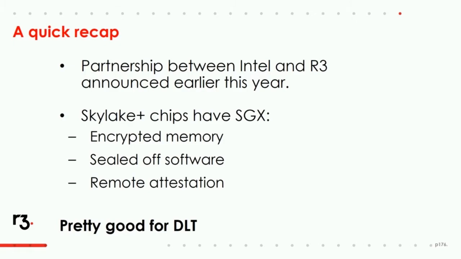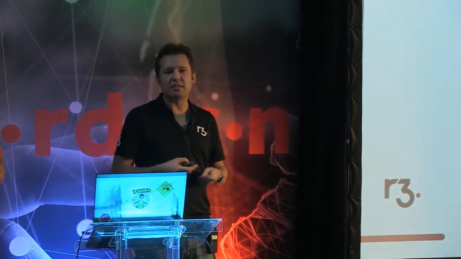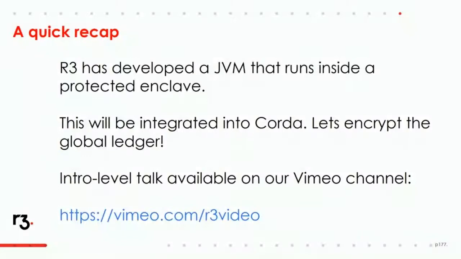So there we go. To make this easy for people, you don't want to write your smart contracts in C because you'll get it wrong. I guarantee you'll get it wrong. Even if you think you know C, you don't. And so we have a JVM that gives you memory management and so on. That runs inside the enclave, and this is being integrated into Corda at the moment.